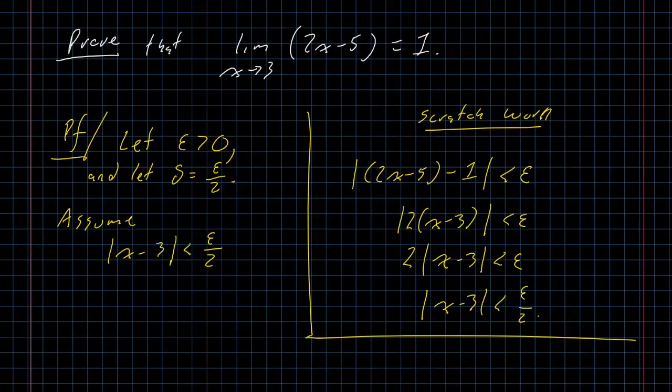And the whole point of delta is to assume that the absolute value of x minus c, 3 in this case, is less than delta. So we have the absolute value of x minus 3 is less than epsilon over 2. Again, that's what we came to in our scratch work. But we're not including the scratch work. The scratch work is hidden. It's not actually part of the proof. We're pretending we never wrote it down. It just has all the answers we need.